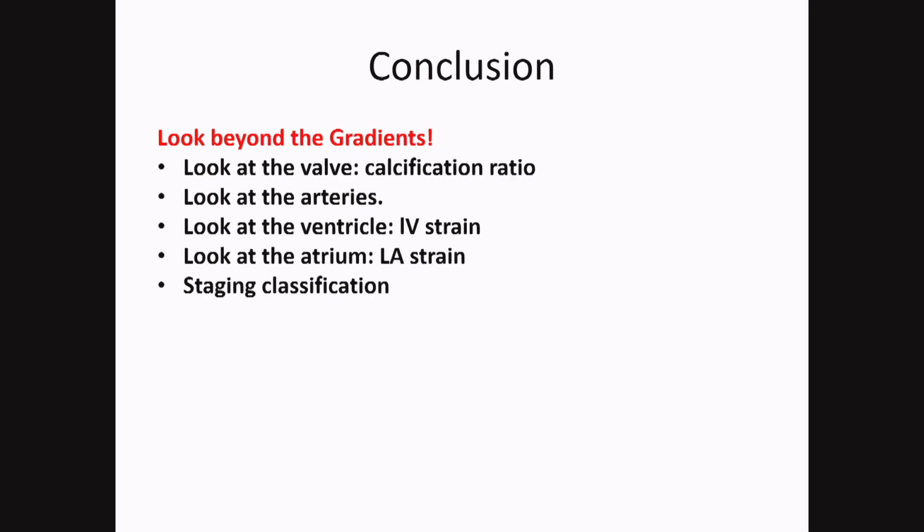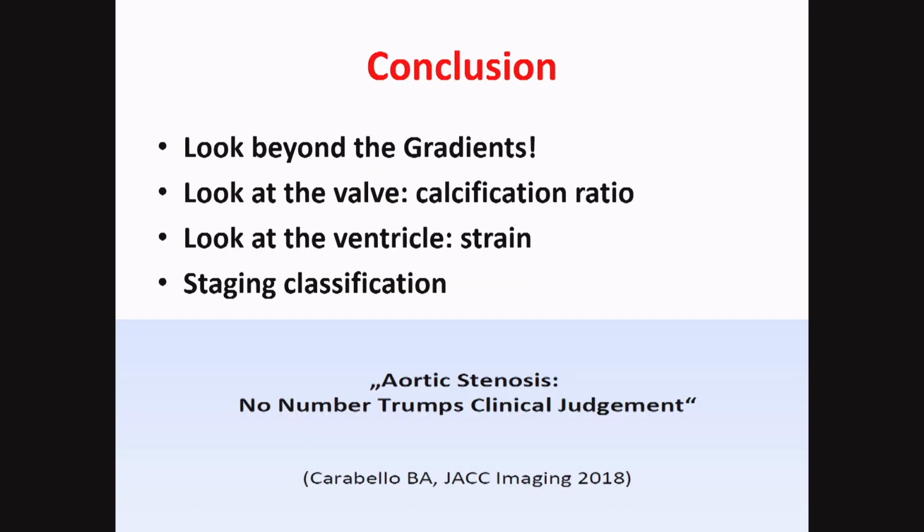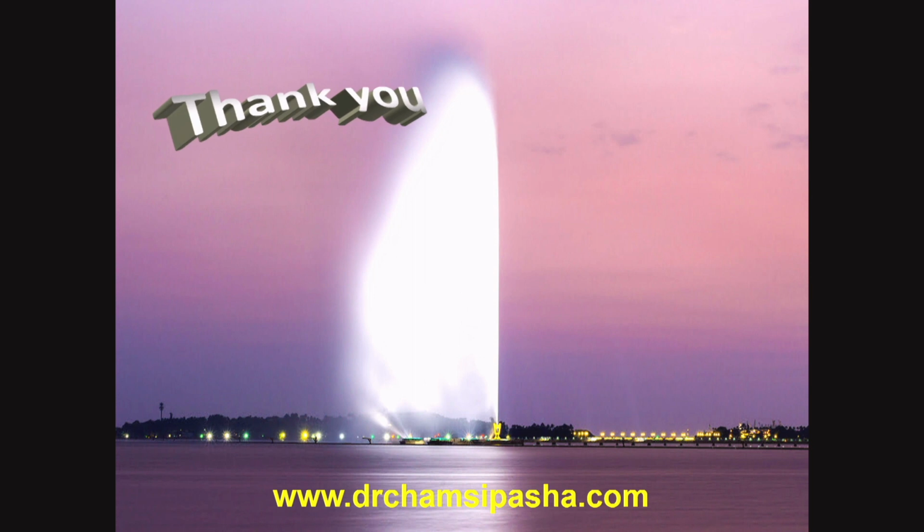So finally, ladies and gentlemen, look beyond the gradients. Look at the valve, see the calcification ratio, look at the arteries, look at the ventricle with the strain, and look at the LA strain, and do staging classification to get a full picture of what's happening in the state of aortic stenosis. Finally, I will end with this statement by Carabello that in aortic stenosis, no number trumps clinical judgment. With this, I will thank you very much indeed for your attendance.